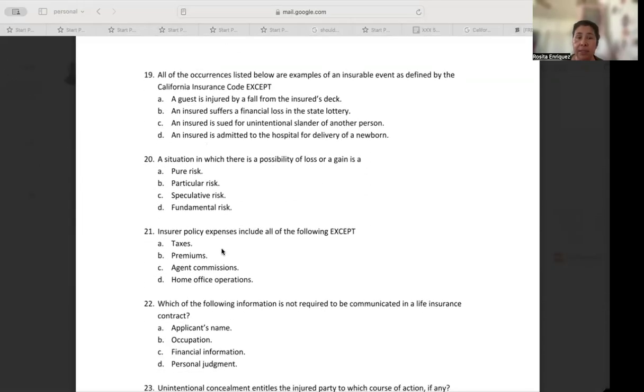Let's go to number 19. All of the occurrences listed below are examples of an insurable event as defined by the California Insurance Code, except an insured suffers a financial loss in the state lottery. So that is our answer. So lottery will be the keyword here, the financial loss in lottery. Nothing to do with the hospital delivering a newborn. All of these can be, but except the lottery.